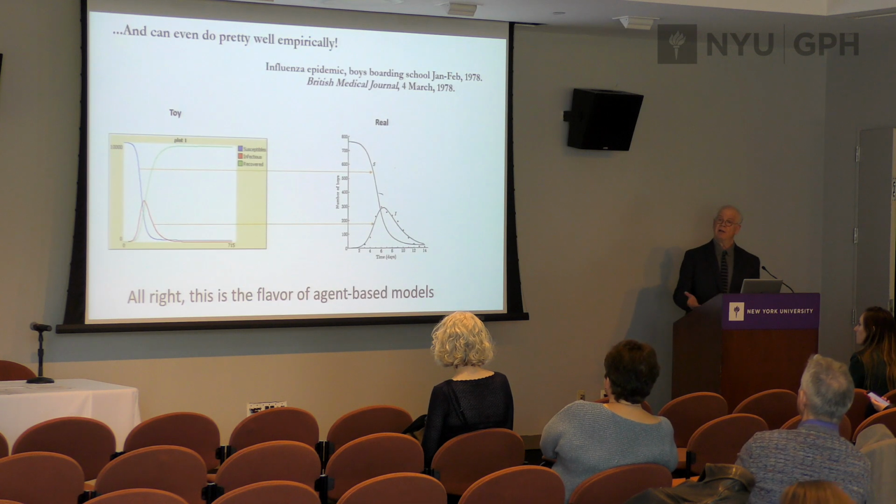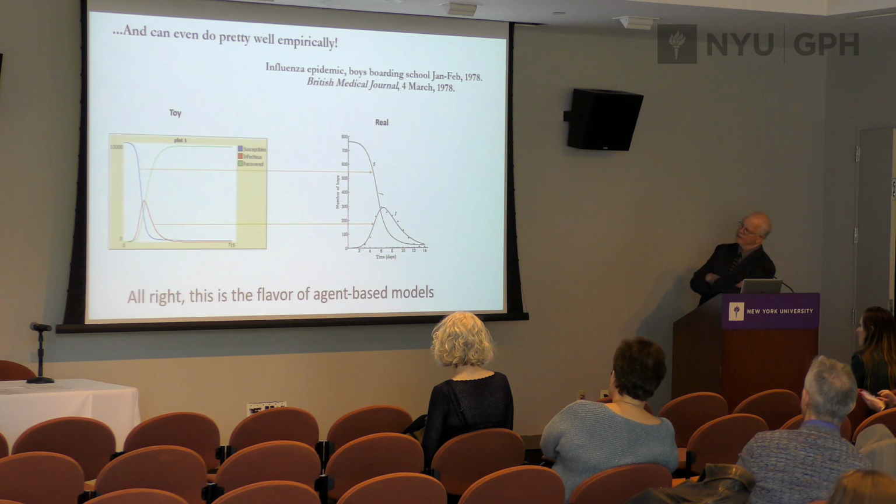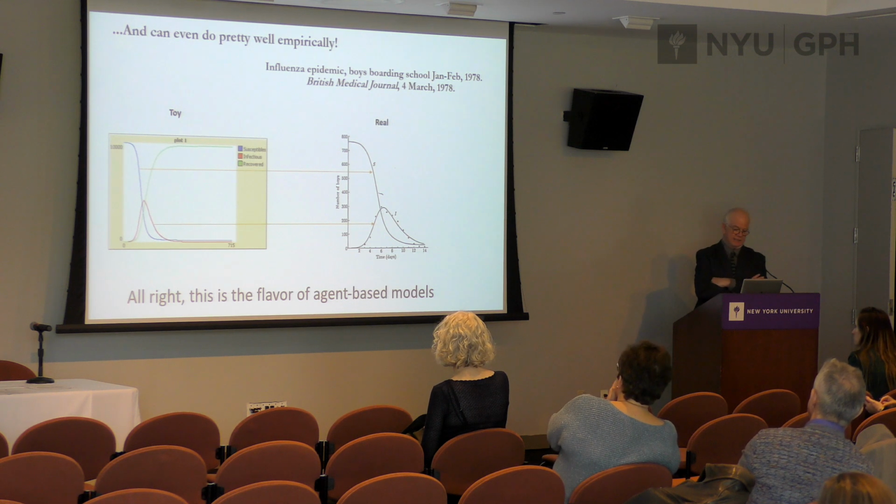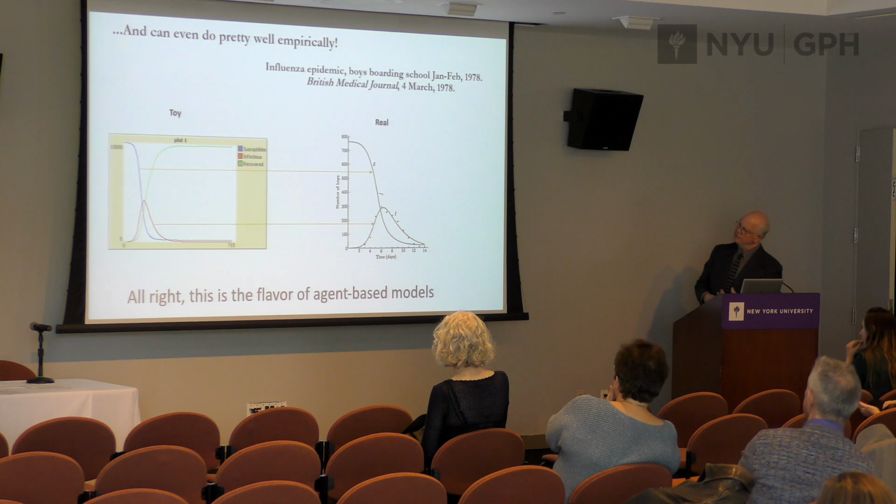And they even do pretty well empirically when the setting is like a playground. So the toy model is on the left. The blue curve is the healthy kids. The red curve is the infected kids. And the blue curve falls as people transfer into the infected class. And that's exactly what happened in many, many data sets of this sort.